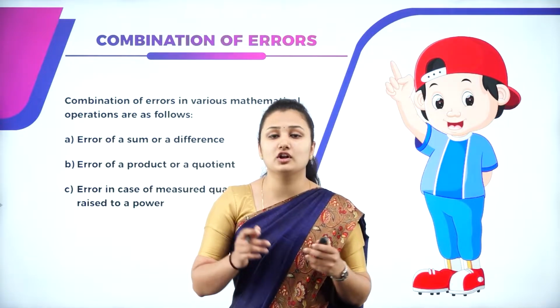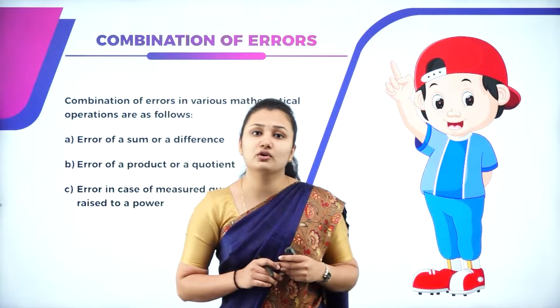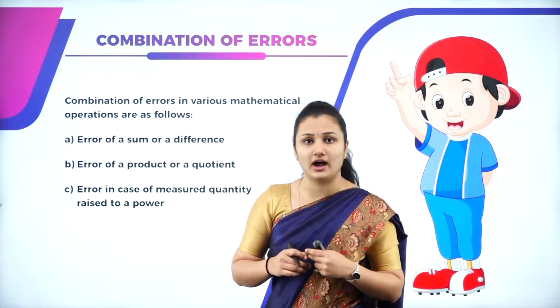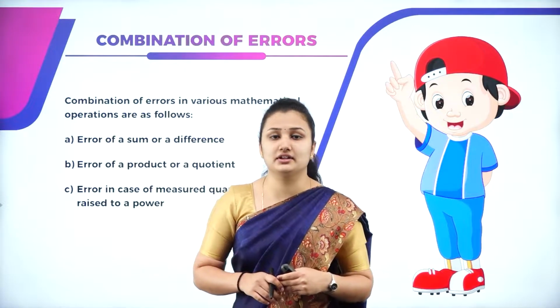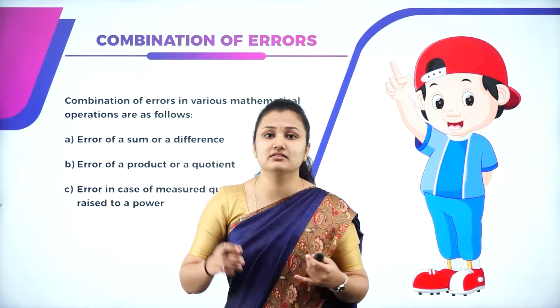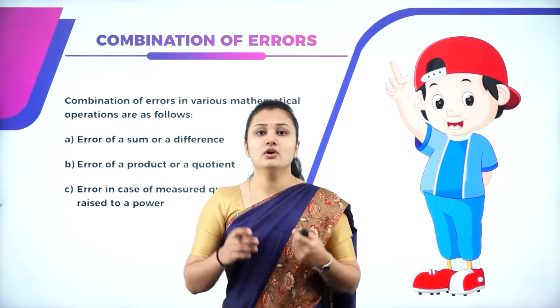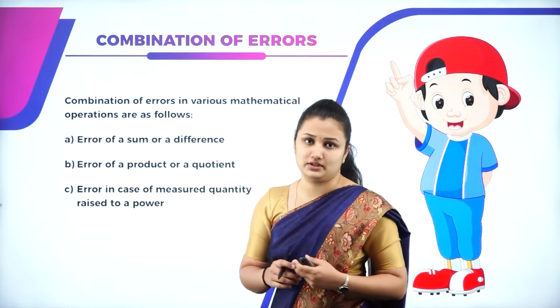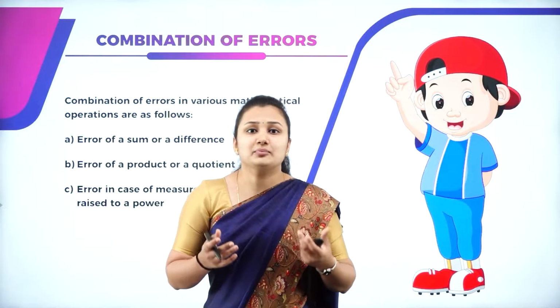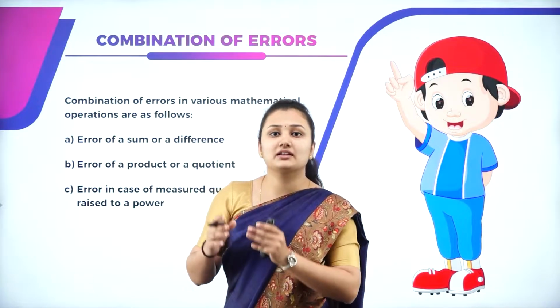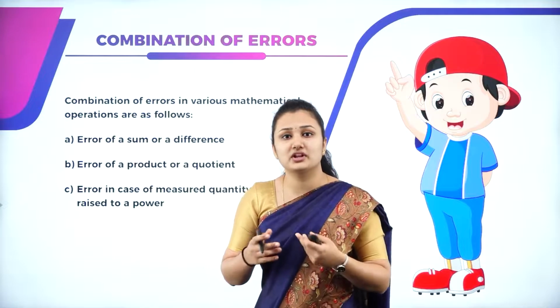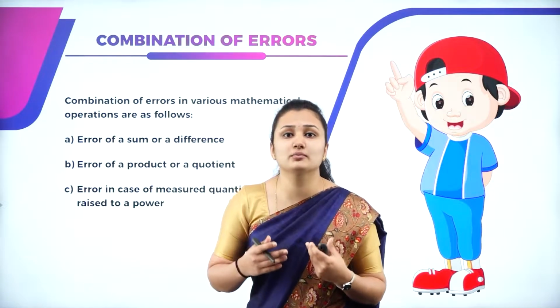So to calculate the volume of the liquid, what is the formula for volume? It is length into breadth into height. So all these are physical quantities. So I have to measure what is the length, what is the breadth, what is the height. So I'll get the volume of the liquid. So I am performing multiplication. I am multiplying length, breadth, height. I am performing mathematical operations to calculate the volume of the liquid.